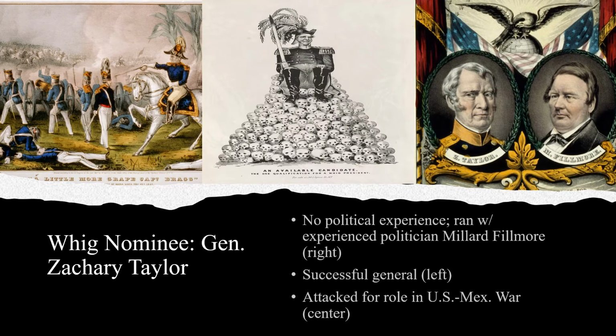The Whigs, in contrast to the Democrats and the Free Soilers, chose General Zachary Taylor, the hero of the U.S.-Mexican War, called Old Rough and Ready, as their nominee for president. Taylor had never held political office before, having spent most of his adult life in the U.S. Army, fighting in the War of 1812, the Black Hawk War, the Second Seminole War, and finally, the late conflict with Mexico. Taylor had not really been involved with the Whigs before 1848.